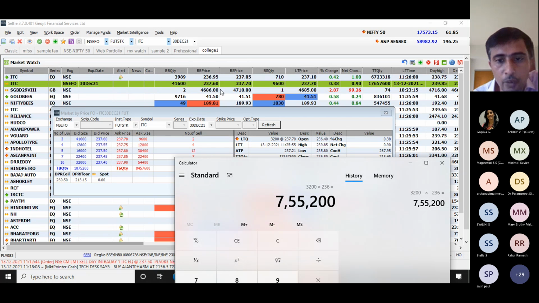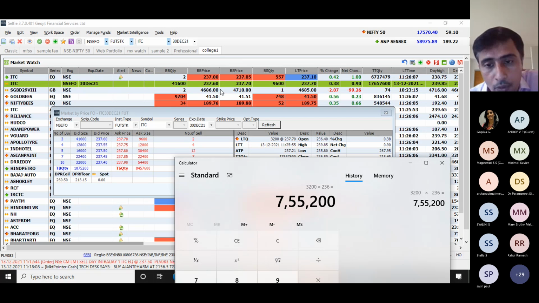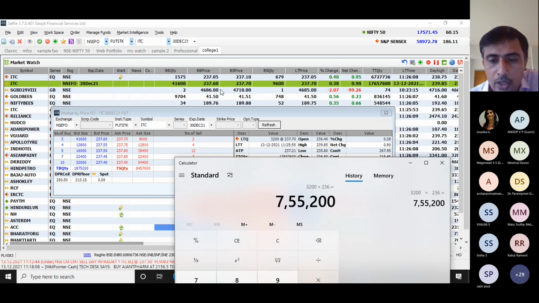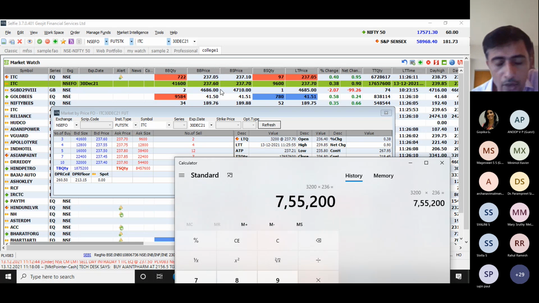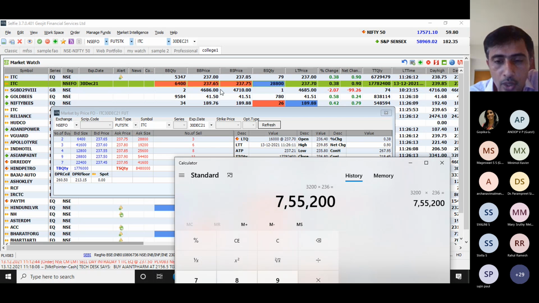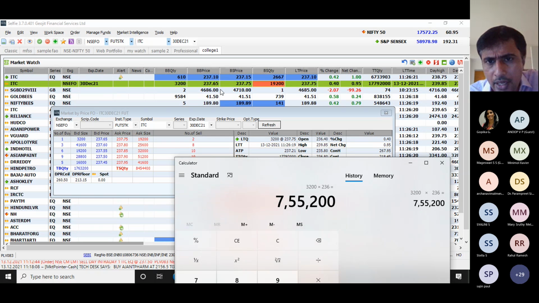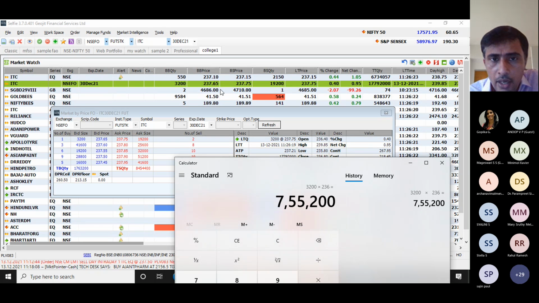But the benefit that we both get is the same. Correct? If 1 rupee goes up, what will happen? I get 3,200 rupees. So what I got as profit from 3,200 rupees is just by paying 1.5 lakh, whereas what you get from 3,200 profit is by paying 7,55,000. So which return is more? My return is more because I have invested very less. So that's basically the concept of the futures market.